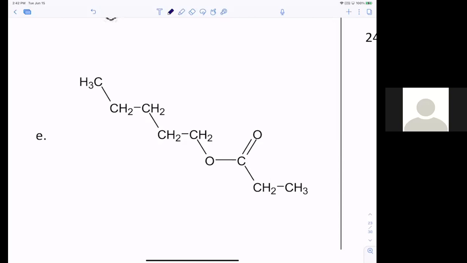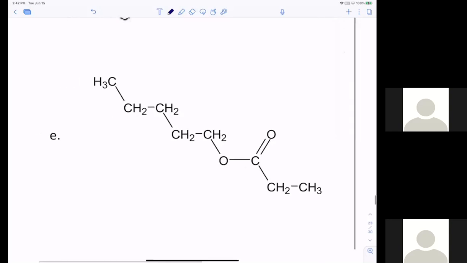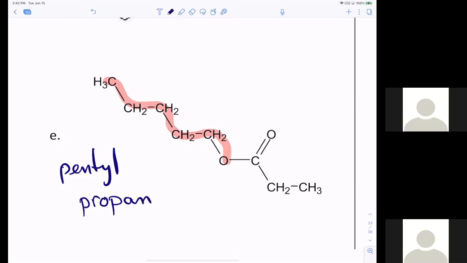Rachel, do you want to give this a try? I have pentyl propanate. Very close. Maybe you're just mispronouncing that a bit. Pentyl, because the alcohol part is this, isn't it? Yeah. And then you said propanate. Propanoate, right? Yeah, that's what I meant. Make sure there's an O there, right? Okay. So good.